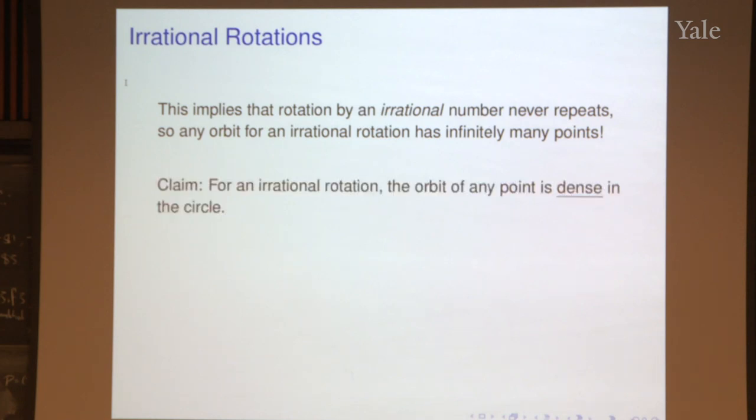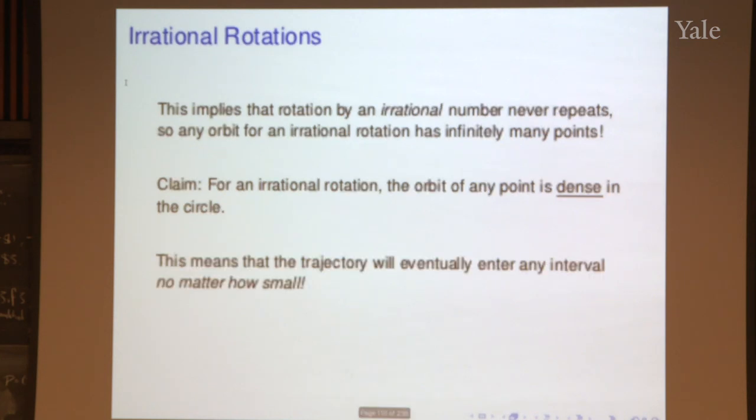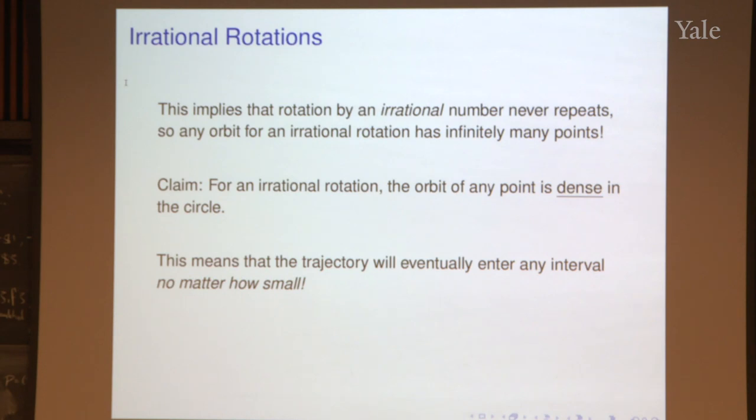So we can say something even stronger than that. We've just shown that a rotation by an irrational amount will never repeat itself. But not only does it not repeat itself, it essentially goes everywhere. By that we mean the trajectory of the point, the orbit, will eventually enter any interval, no matter how small that interval is. And in math, we call that being dense.